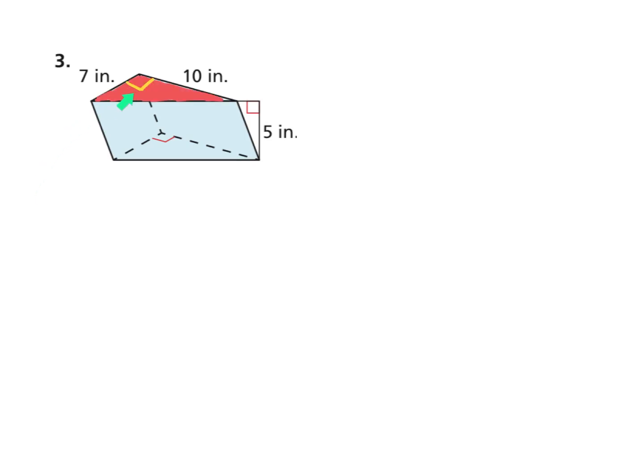This triangle is the base, and the volume of this prism is the area of that base multiplied by the height of the prism. Height of the prism is the distance from one base to the other base. And that distance between bases, the perpendicular distance, is 5.